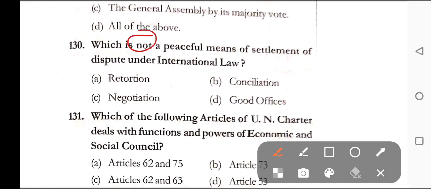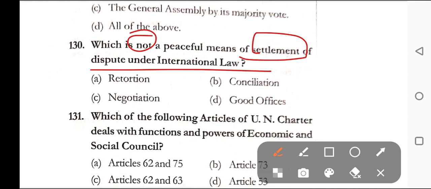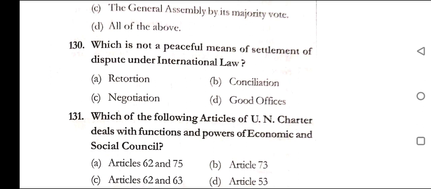Question number 130. Which is not a peaceful means of settlement of disputes under international law? Option A, retortion, option B, conciliation, option C, negotiation, and option D, good offices. Here the correct answer is option A, that is retortion.